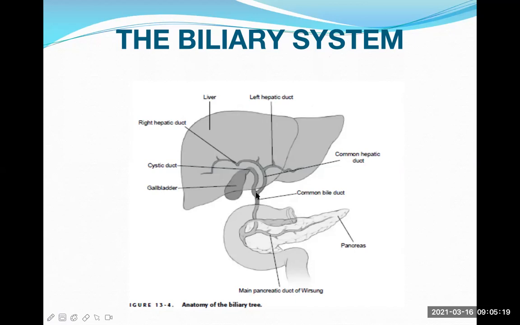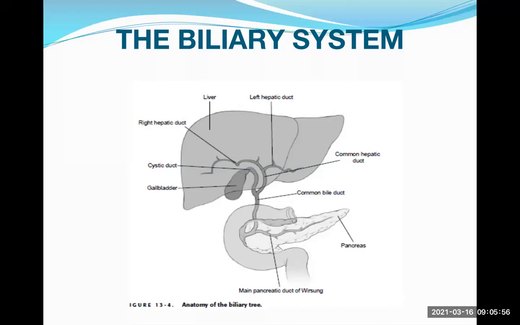Now this common bile duct goes downwards behind the head of the pancreas and opens into the second part of the duodenum at the major duodenal papilla. There is an ampulla of Vater present there. That ampulla of Vater is also joined by the pancreatic duct. So both of these open together at the same site.